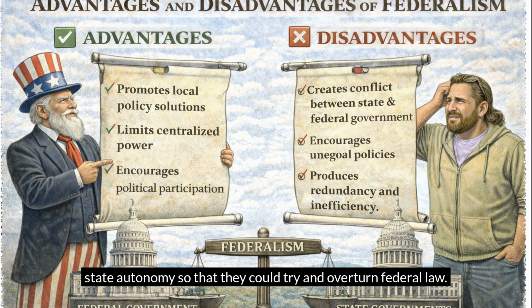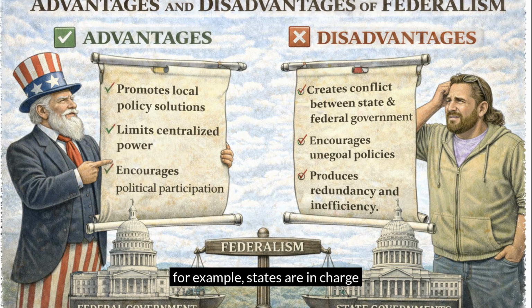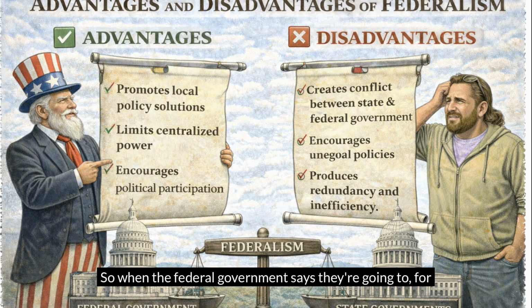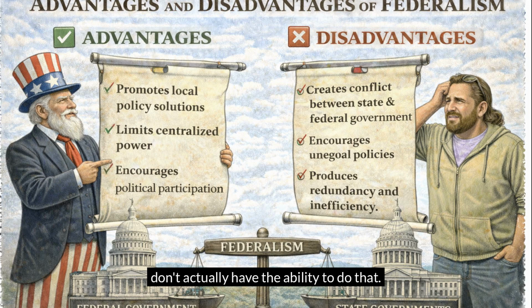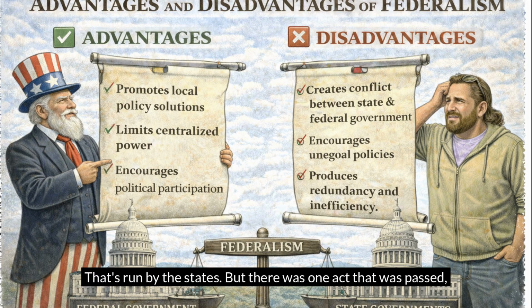and overturn federal law. For example, states are in charge of voting, not the federal government. So when the federal government says they're going to, for example, shut down mail-in ballots across the country, they don't actually have the ability to do that. That's run by the states.